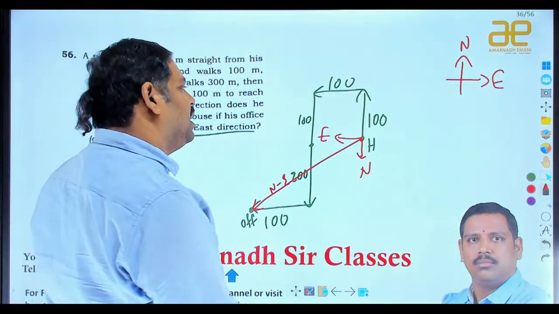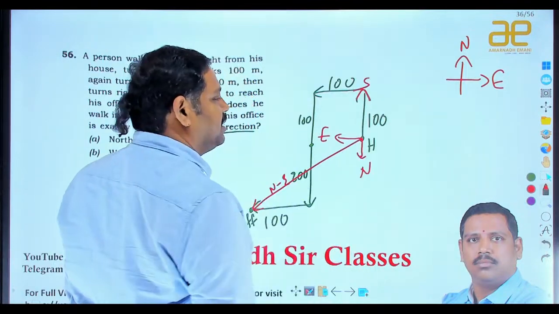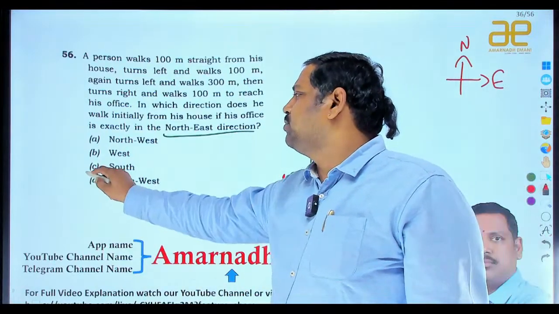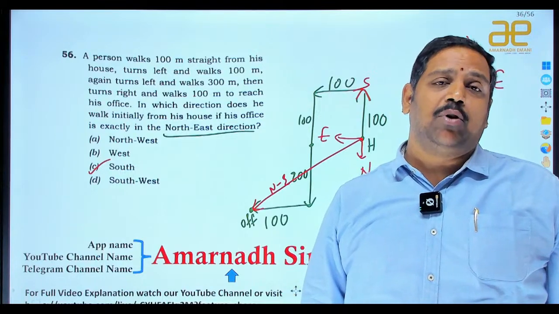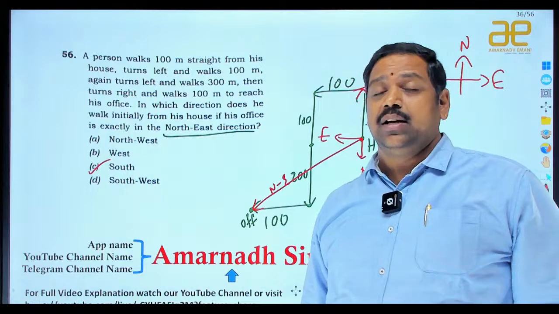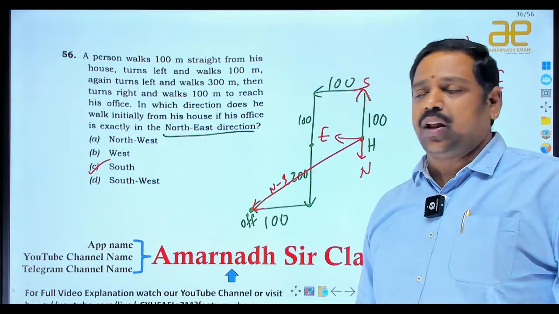Now tell me, he started in which direction? Exactly opposite to this one means this is which direction? South. In which direction he started? From his house in the south direction. So the answer is option C. This type of question some students are unable to answer, but in my app I have clearly explained this type of question also. Sometimes he won't specify which direction he started. You can start with anyone, right? Okay, good.